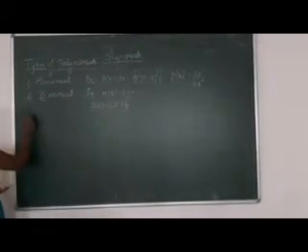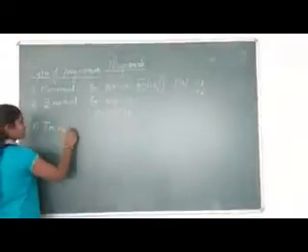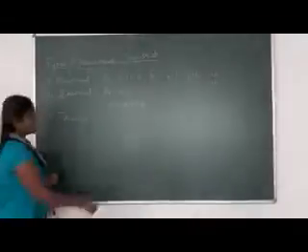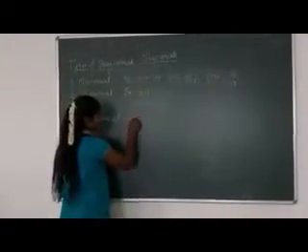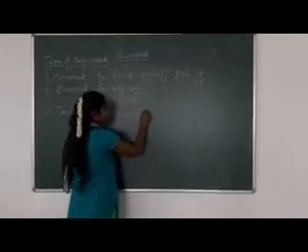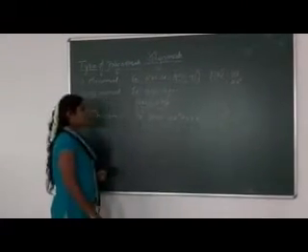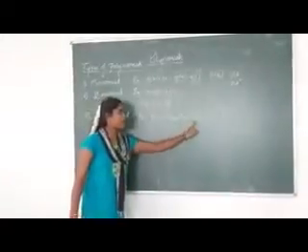Now next you have the trinomial. You can guess now what a trinomial is, right? It's nothing but a polynomial with three terms, called a trinomial. Example, p of x is equal to 3x to the power of 4 plus 2x square plus 1. So this is a trinomial. Here you can see there are three terms.